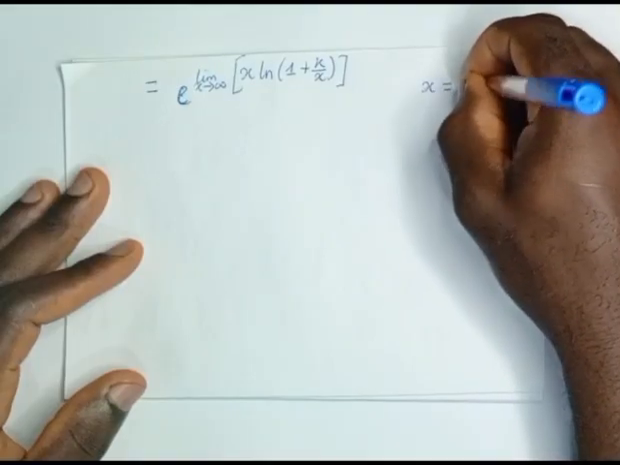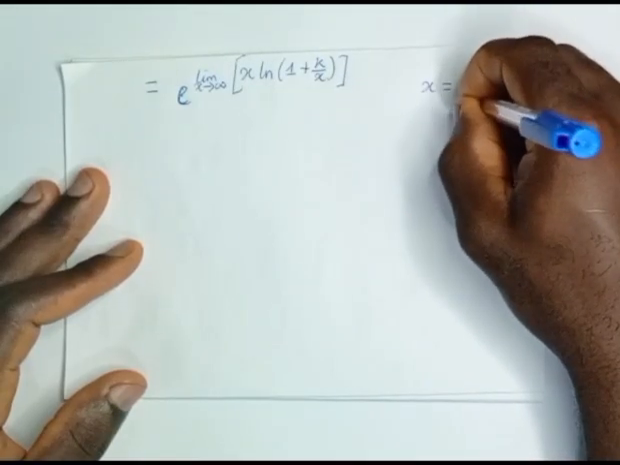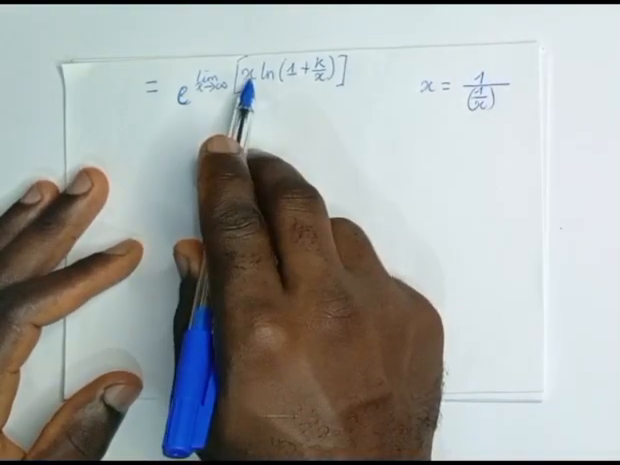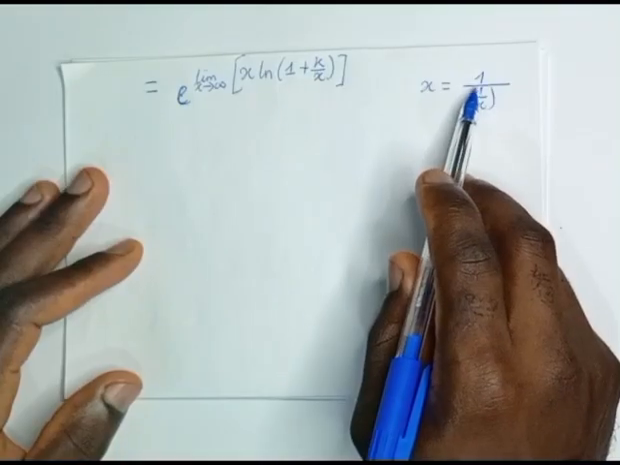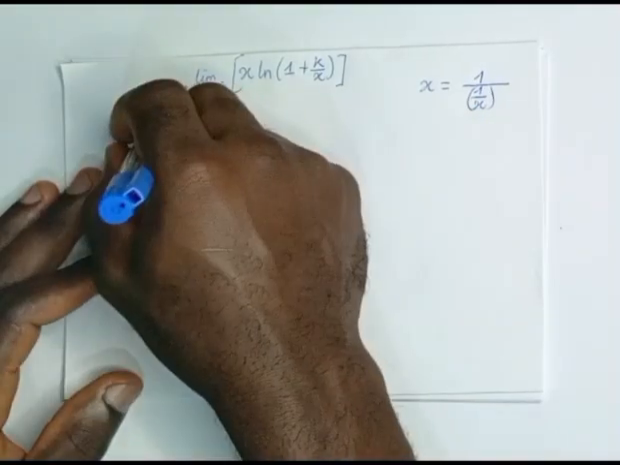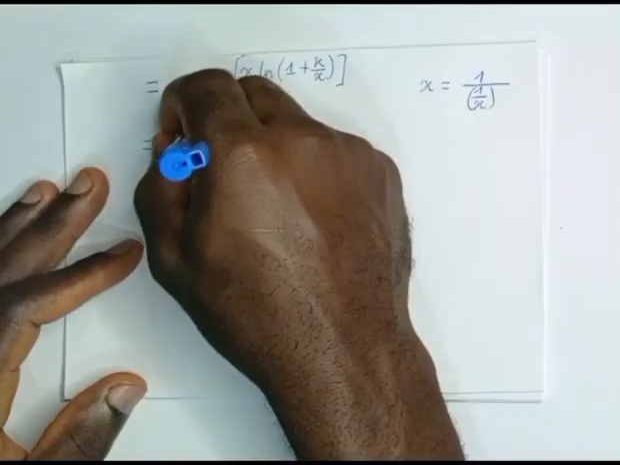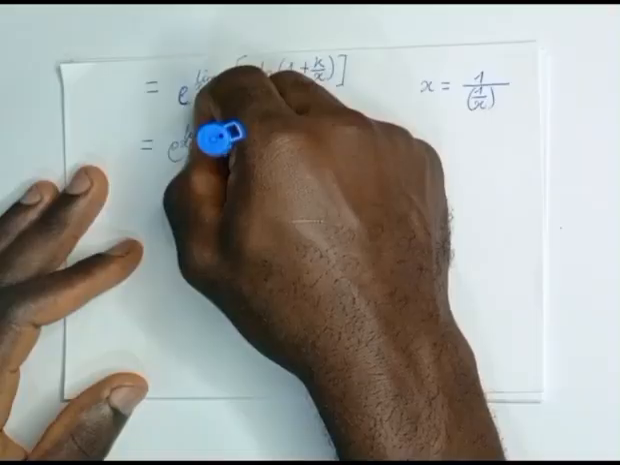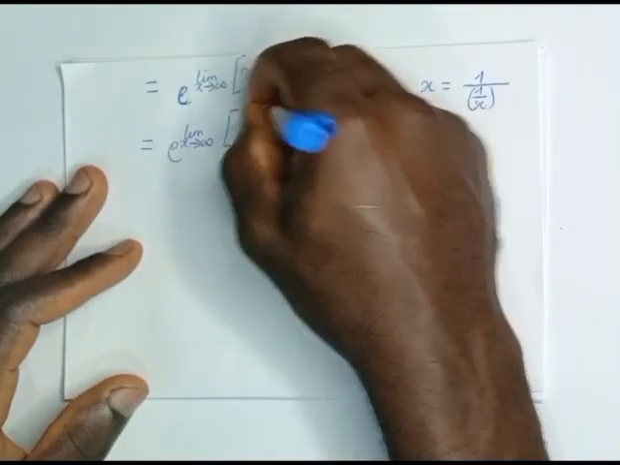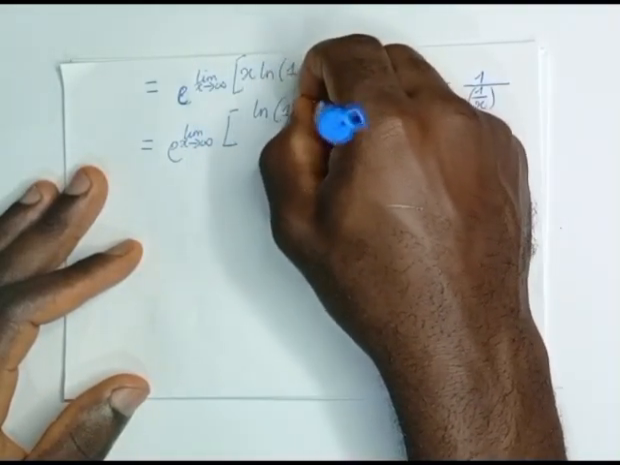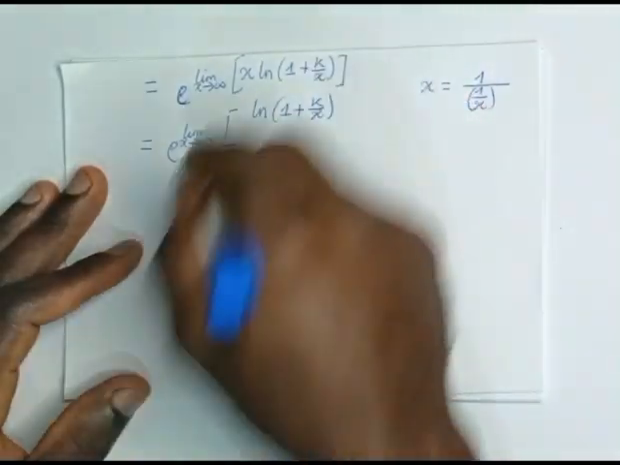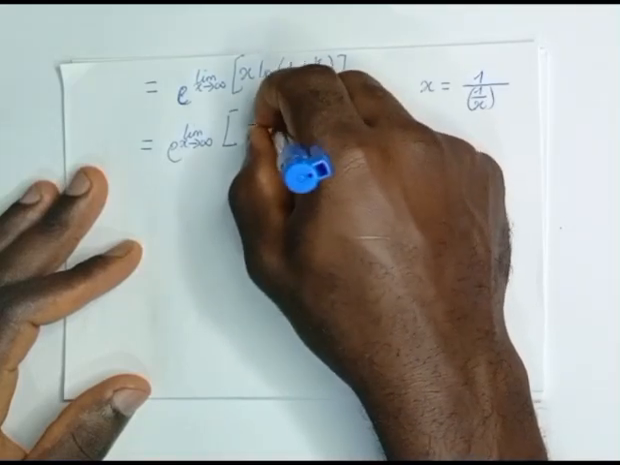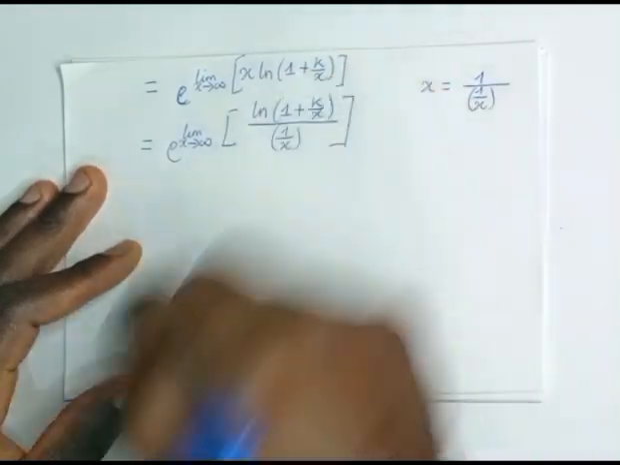x is the same as 1 all over 1 over x. That means if you take the reciprocal of 1 over x, it gives us x. We are going to replace this x here with the reciprocal of 1 over x. This will simply be equal to e raised to the power, the limit as x tends to infinity of ln(1 plus k over x) all over 1 all over x. This is what we are going to obtain.